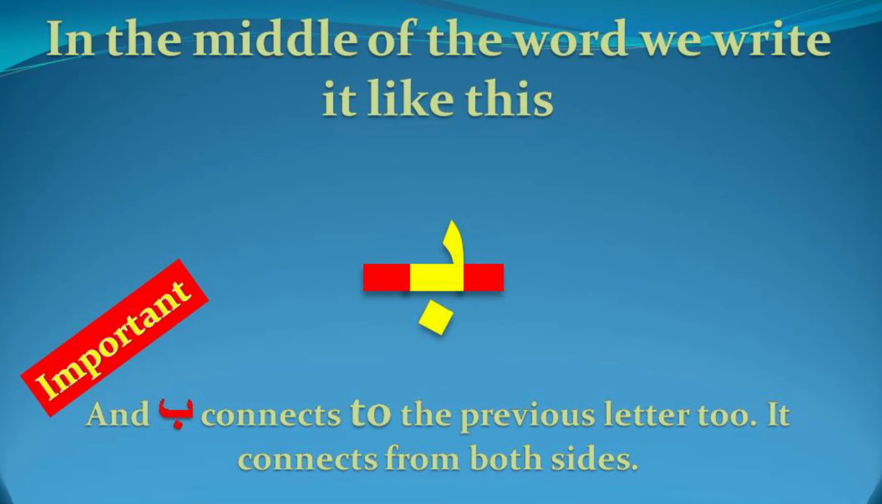In the middle of the word, we write it like this. Note that it has two connection tools, which means that the ba connects from both sides, with the previous letter and with the next letter. Important, ba connects to the previous letter too. It connects from both sides.